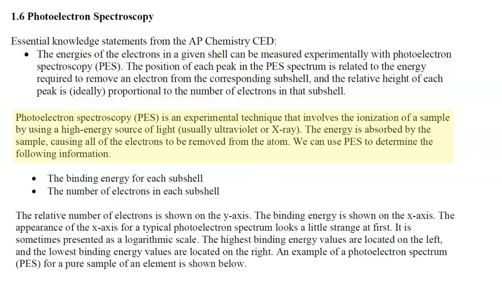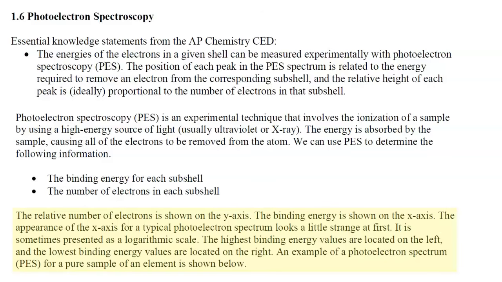Photoelectron spectroscopy, or PES, is an experimental technique that involves the ionization of a sample by using a high energy source of light, usually ultraviolet or X-ray. The energy is absorbed by the sample, causing all of the electrons to be removed from the atom. And we can use PES to determine the following information: the binding energy for each subshell and the number of electrons in each subshell. The relative number of electrons is shown on the y-axis. The binding energy is shown on the x-axis.